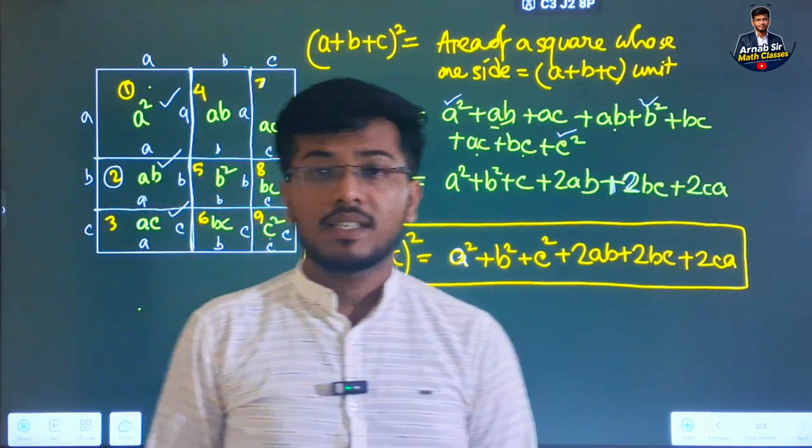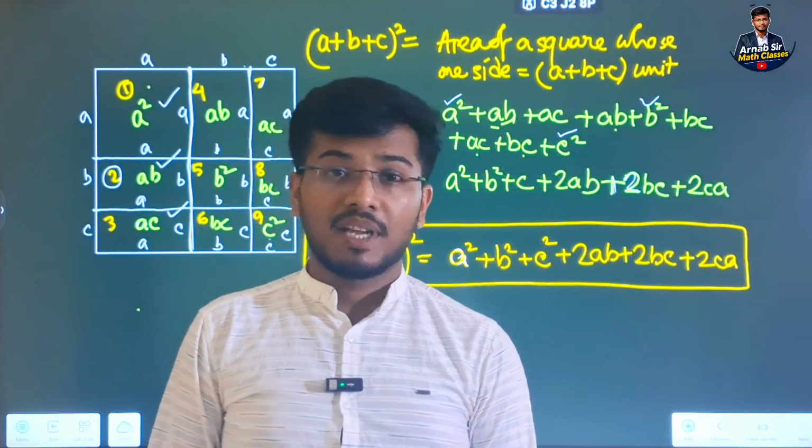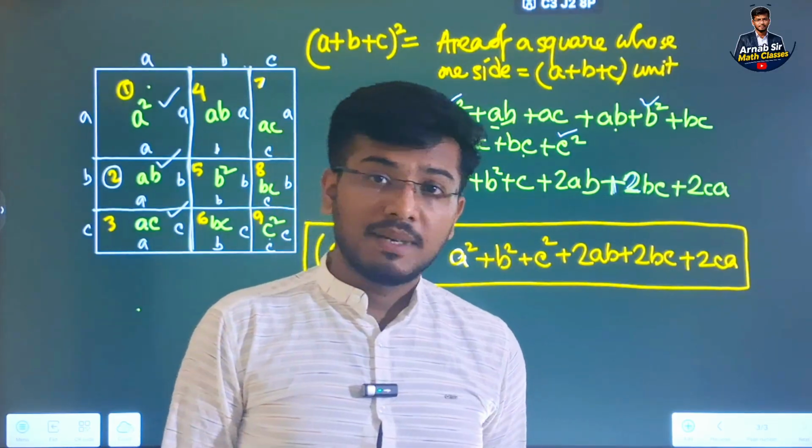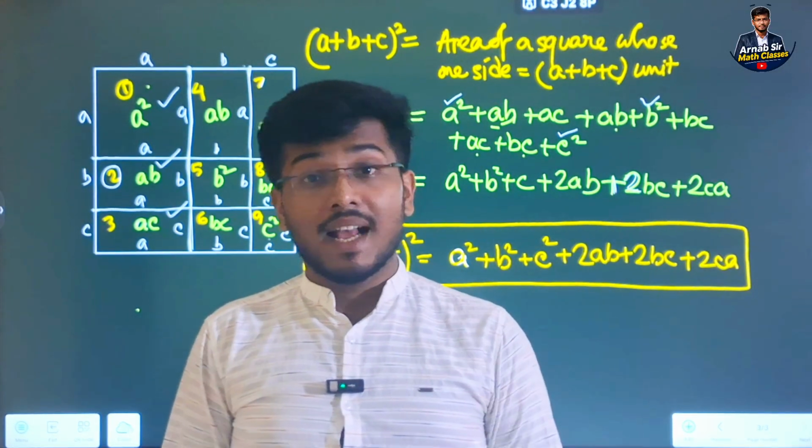In this video, I discussed 3 formulas: a plus b whole square, a minus b whole square, and a plus b plus c whole square. In the next video, I will discuss the remaining formulas of the algebraic identities.